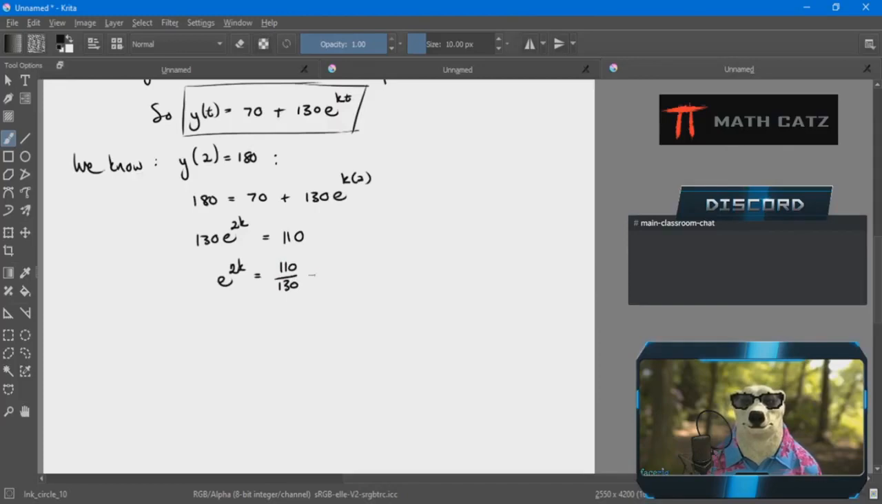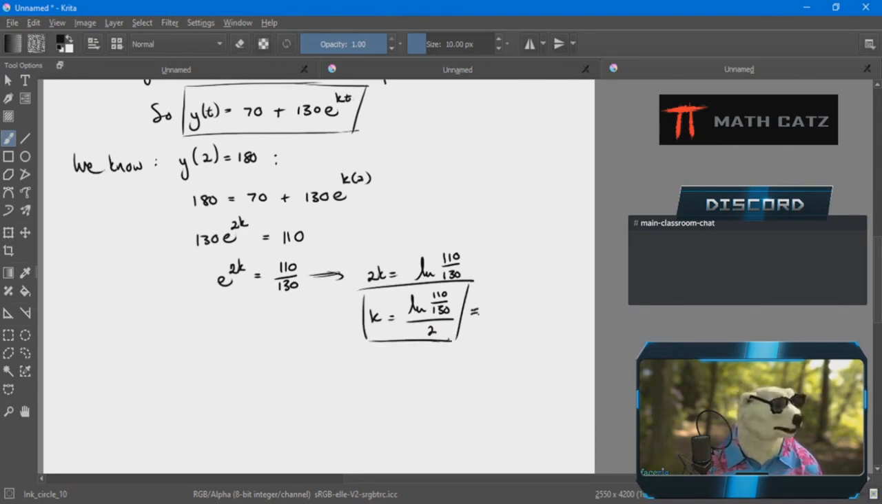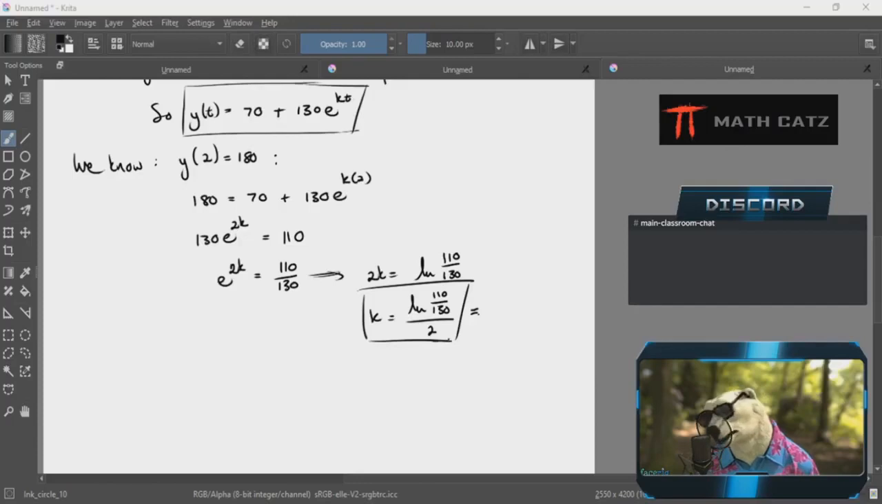over 130. And so 2k is the natural log of that. And k is then the natural log over 2. Whoopsie, that was an unfortunate line there. I want to cut into the 2. And I can calculate it just to make sure I can. But I certainly don't want a rounded number featuring and risking in future calculations that I make a mistake.